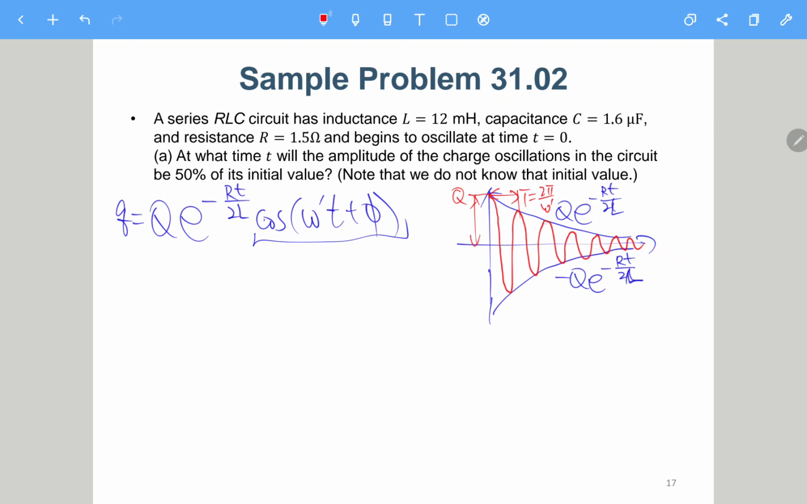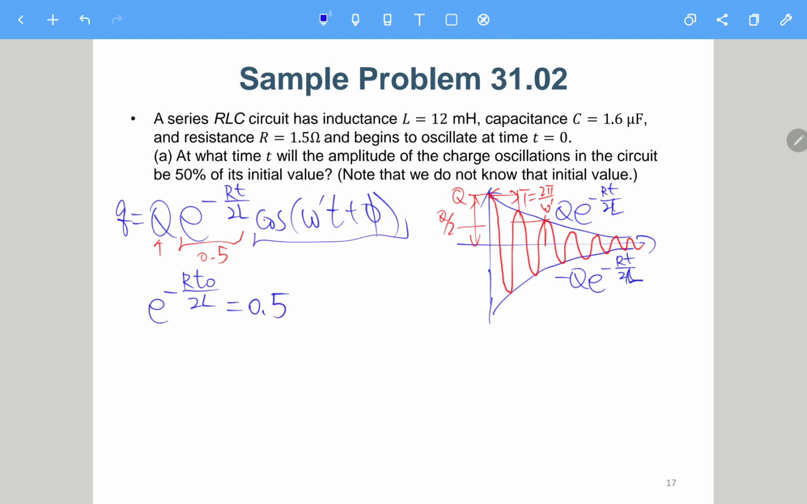So the point is, it asks you what is the time when this goes to half of Q. We don't necessarily need to know what Q is, because we only want this term to be 0.5. So we try to make exponential to negative R T0 over 2L equal to 0.5.